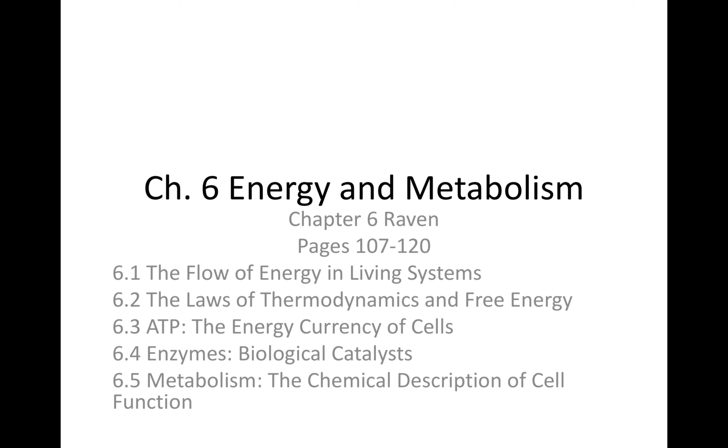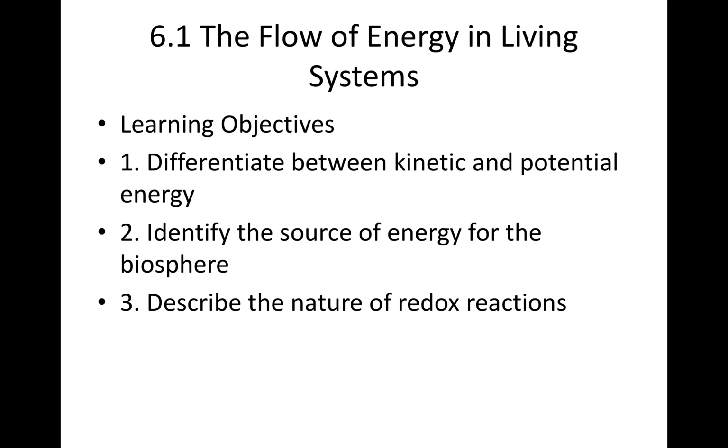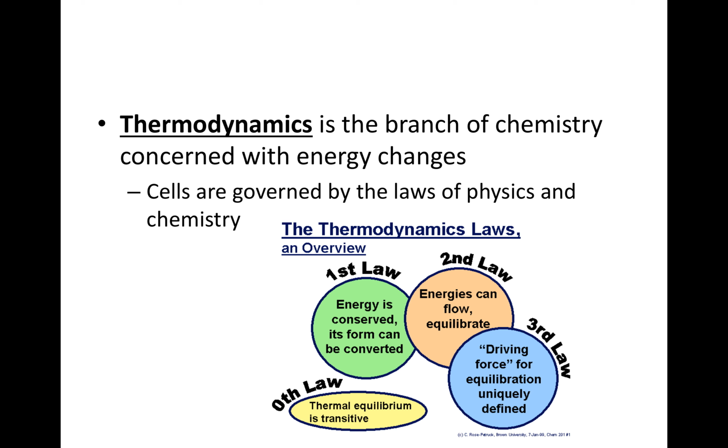This is the final chapter for Unit 2. Looking at an exam on Wednesday, but this chapter is titled Energy and Metabolism. So the first section is the flow of energy in living systems. I want to talk about the difference between kinetic and potential energy. This is Physical Science 9 review. Identify the source of energy for the biosphere, and then revisit redox reactions, aka oil rig.